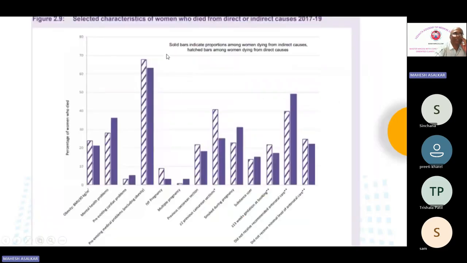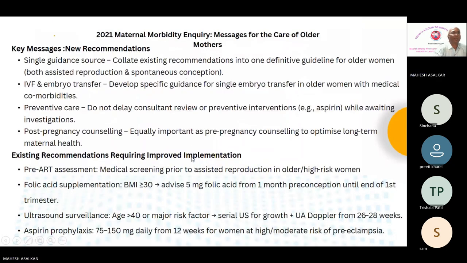Then selected characteristics of women who died from direct or indirect causes in this particular period. These were obesity, BMI more than 30, mental health, and pre-existing medical illness, again high. So these are the indirect causes. Second is that they did not receive recommended antenatal care. So even that was one of the major causes for maternal death.